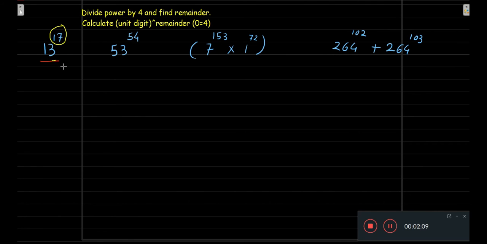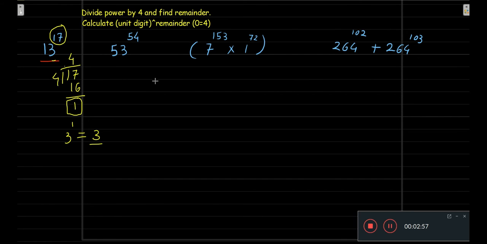Okay, let's do this with the example. Here the power is 17, so just do the division. The remainder is 1 here. Take the power of unit digit 3 to the 1: remainder 1 and unit digit 3, so 3 to the power 1 is 3. So the unit digit of this expression is 3. It is very simple like that.